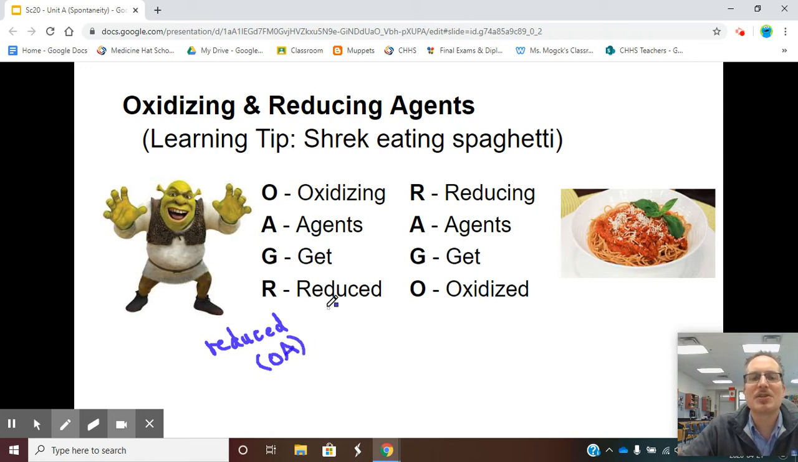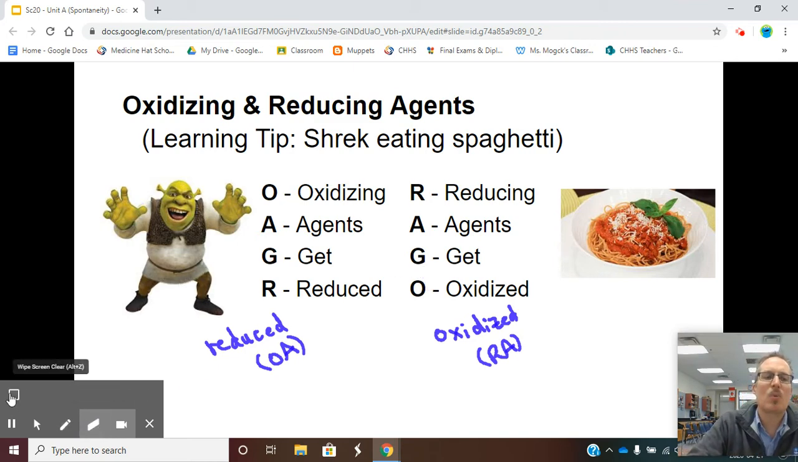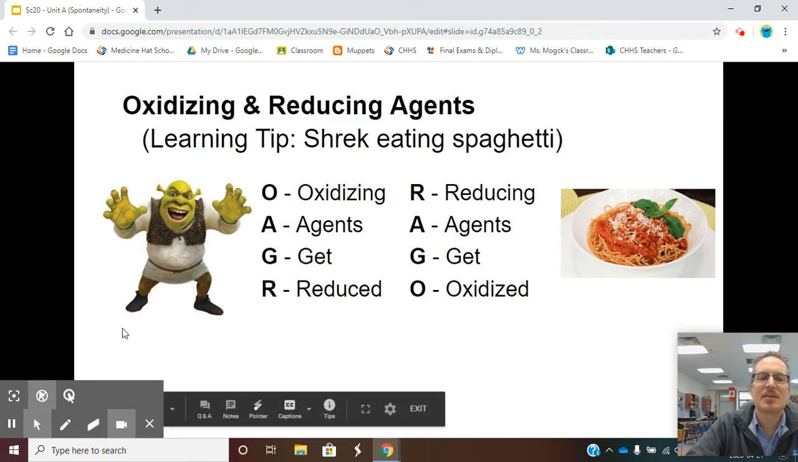Oxidizing agents get reduced. Ragu, reducing agents get oxidized. So if something is oxidized, it's going to be my reducing agent. Oxidation goes hand in hand with reducing agents. Reduction goes hand in hand with oxidizing agents. Ogre, Ragu. That's my learning trick. Now, what does that actually mean to us?